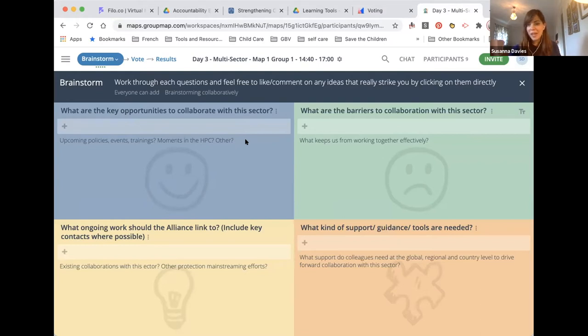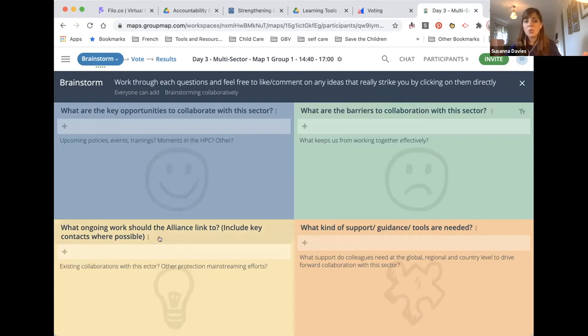So you'll be faced with a group map that looks like this, that asks you for the sector that you're discussing. What are the key opportunities to collaborate with this sector? It asks you also, what are the barriers? What are the things that keep you from working with this sector, or maybe keep this sector from wanting to work with us as child protection colleagues?